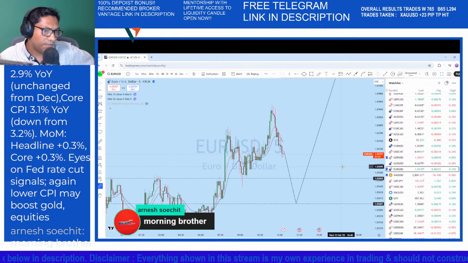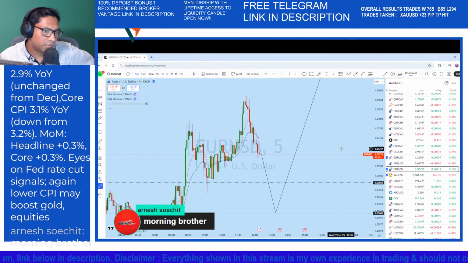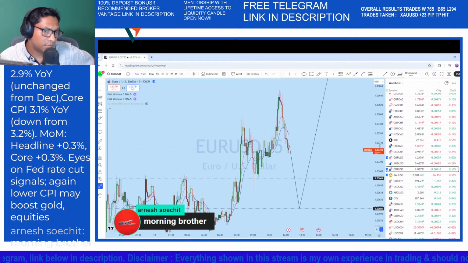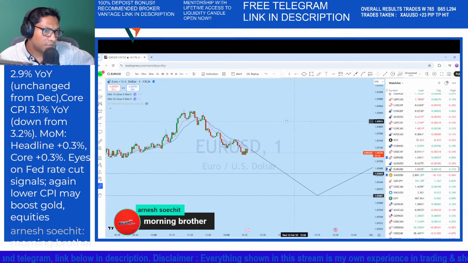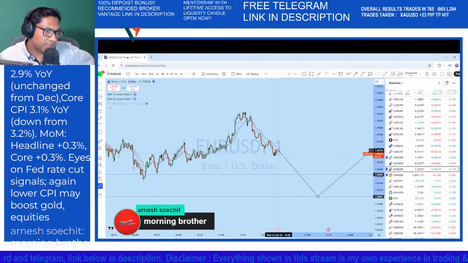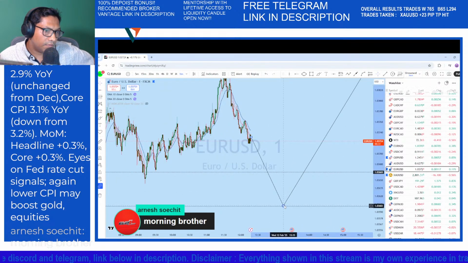A series of lower highs. All right, so locally we can see the downward pressure in that area.